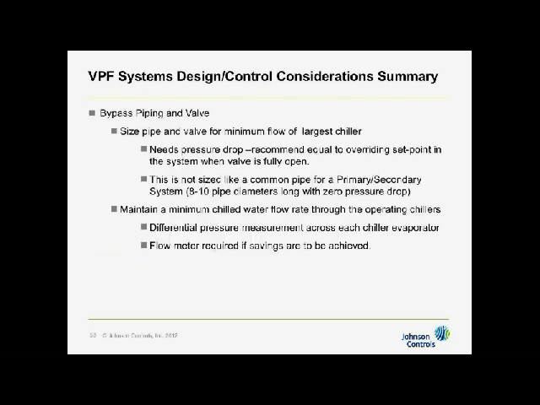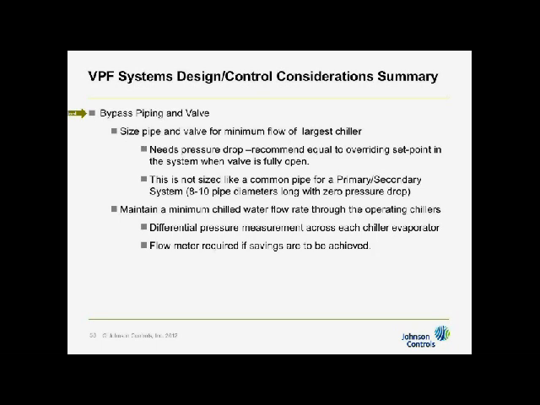Okay? The bypass piping that we're looking at that maintains minimum flow through the chillers. You size that pipe and valve for the minimum flow of the largest chiller, or of the operating chillers if you happen to have more than one that are operating at a condition where you're actually at minimum flow. It can happen, but usually it's just one chiller, and whatever the largest chiller is is what you size it for.